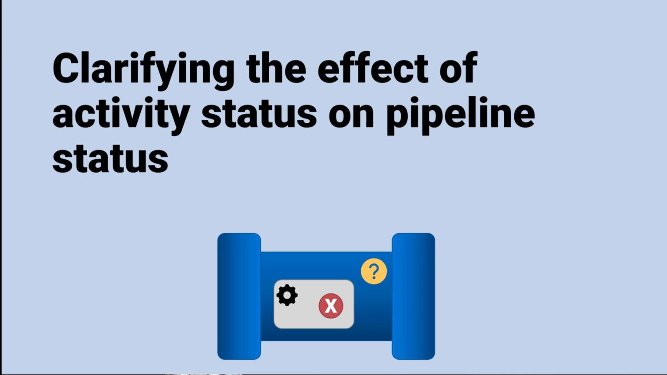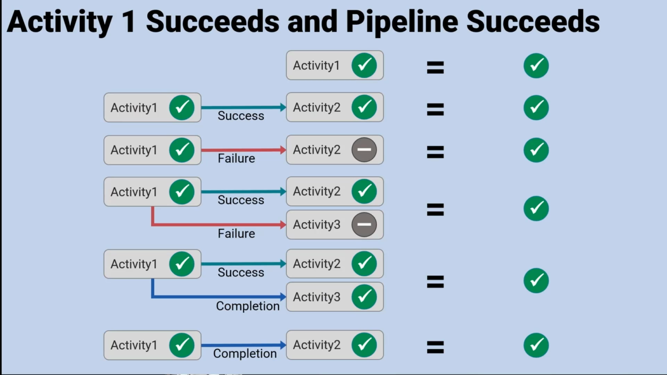So let's take a look at how these activity dependency conditions combine with the activity status to affect the overall pipeline status. I've grouped these into 4 categories to help make it easier to understand. First, when the first activity in the pipeline succeeds and all other activities either succeed or are skipped, the pipeline will show success. So if you have activity 1 with a success path to activity 2 and both activities succeed, the pipeline reports success. But what if we change that dependency to a failure condition?